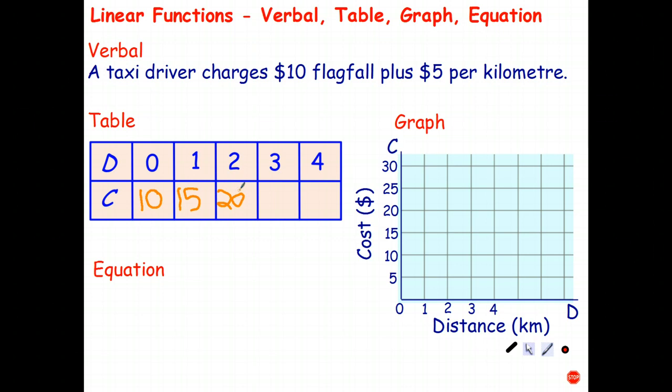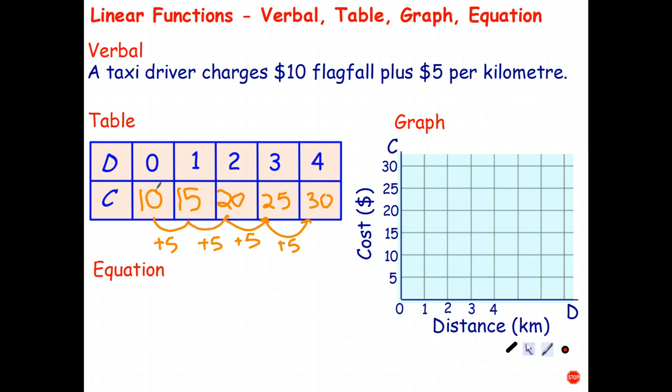Now the nice thing about linear functions is there's a pattern to them. So in this case, that's going up by 5. That's going up by 5. So we can just continue the pattern. Often it's faster to just keep adding the constant term. So that's 25 and 30. Let's do a quick check. 4 times 5 is 20, plus 10 is 30.